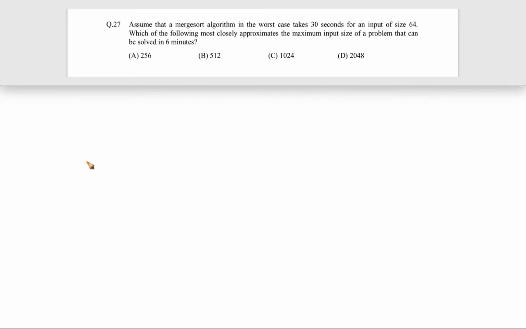Okay, now let's see this question. This question came in GATE 2015 for 2 marks. So let's see this question. They are saying that assume that a merge sort algorithm in worst case takes 30 seconds for an input of size 64. Okay, so if the input size is 64, the merge sort algorithm is taking 30 seconds.